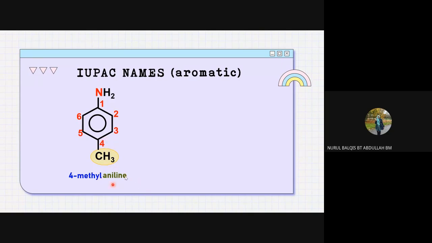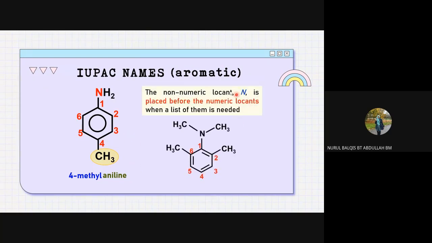Senang. Okay. So, let's say you have non-numeric locant. Kalau tadi, numeric locant will be placed before the non-numeric. Tapi sekarang ni, untuk aromatik, kita akan jadi terbalik. Kalau aromatik, kita akan place non-numeric dulu, baru numbering. Maksudnya N baru nombor. Kalau yang tadi, nombor baru N. Tu beza dia. Aliphatic, nombor first, then barulah N. Kalau aromatik, N first, barulah baru apa? Number.